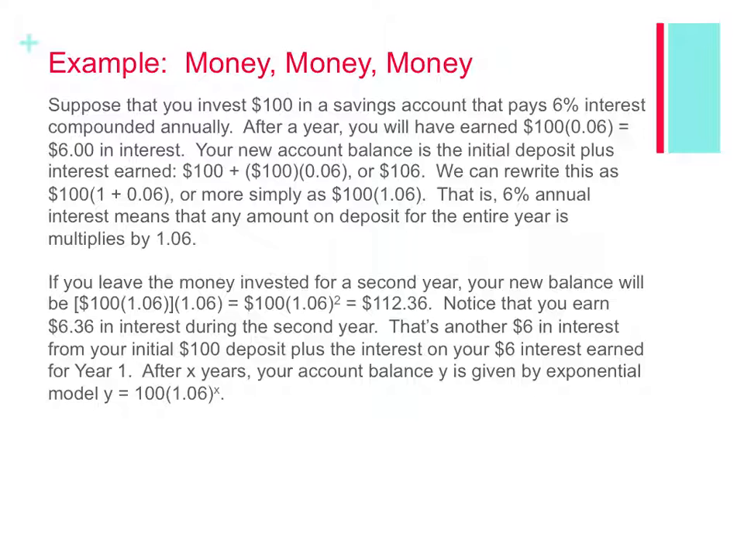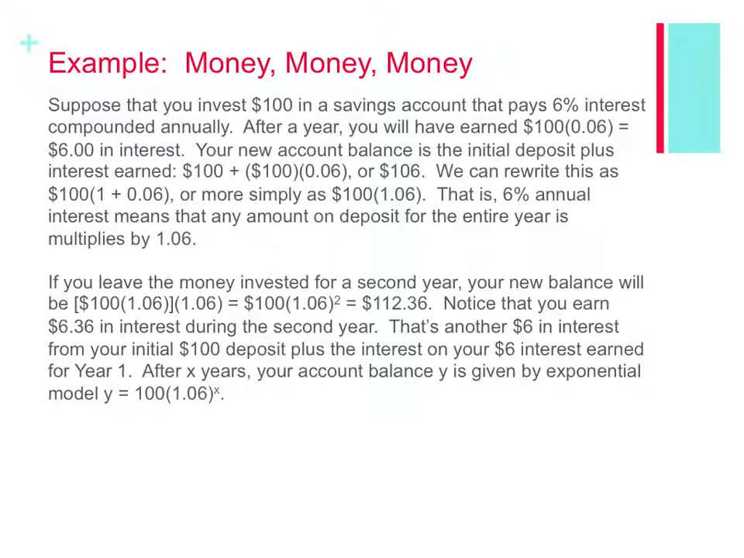Okay, so a lot of the times money can display exponential growth. If you're talking about interest, it's compounded each time period. So this demonstrates that. Suppose you invest $100 in a savings account that pays 6% interest compounded annually.